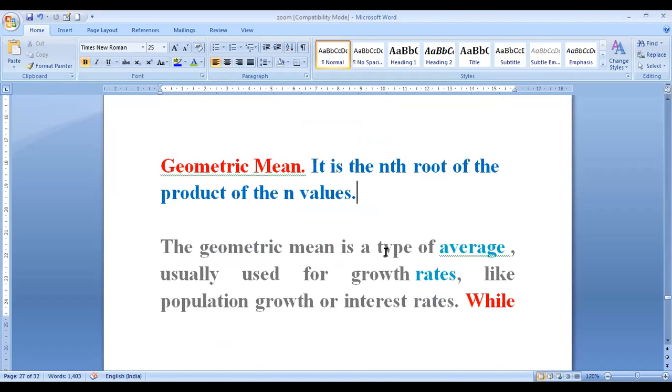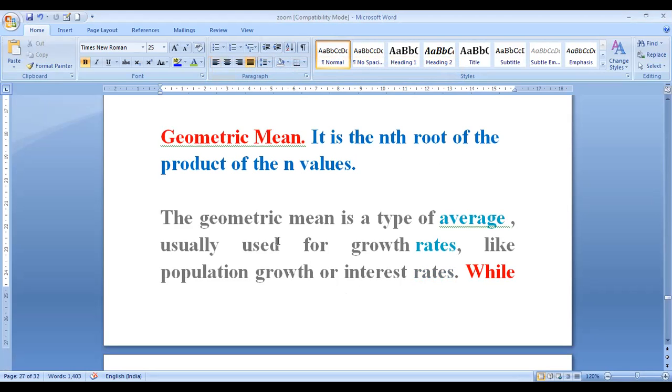Generally, the geometric mean is the nth root of the product of the n values, that is, the number of values. Whatever data is given, that is the number of values, or n values, nothing but the number of observations. And the nth root means the root of the number of observation values. And geometric mean is a type of average.